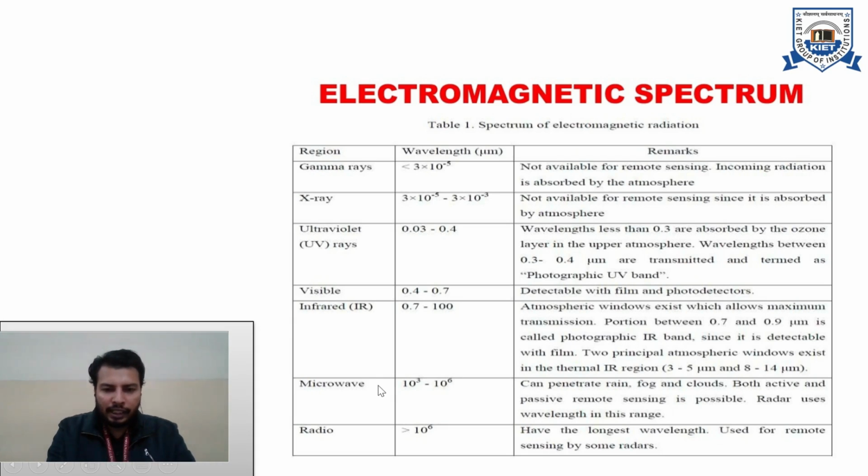Similarly, the microwave region is from 10 to the power 3 to 10 to the power 6 micrometers. It has higher wavelengths, so it can penetrate most obstructions, like rain, fog and clouds. That is why it finds applications in the majority of remote sensing techniques. We have seen that radars work on these principles. Radar uses microwave remote sensing, and both active and passive remote sensing are possible with it. Also, radio waves have wavelengths greater than 10 to the power 6 micrometers. These have the longest wavelength and are also used for remote sensing.